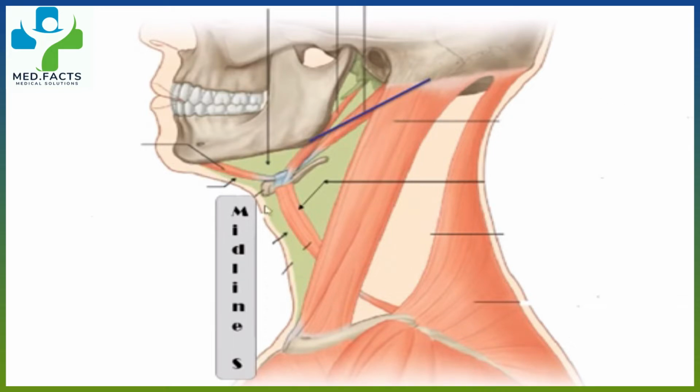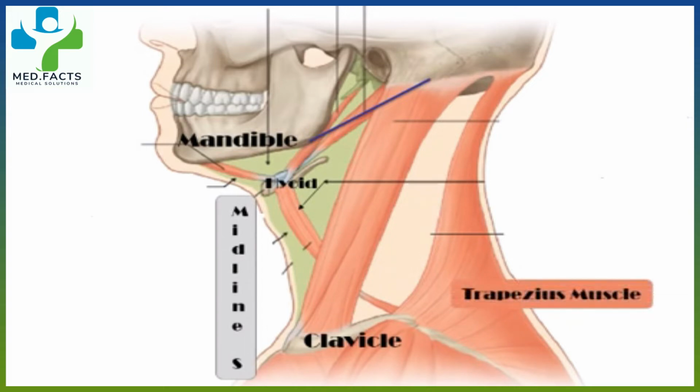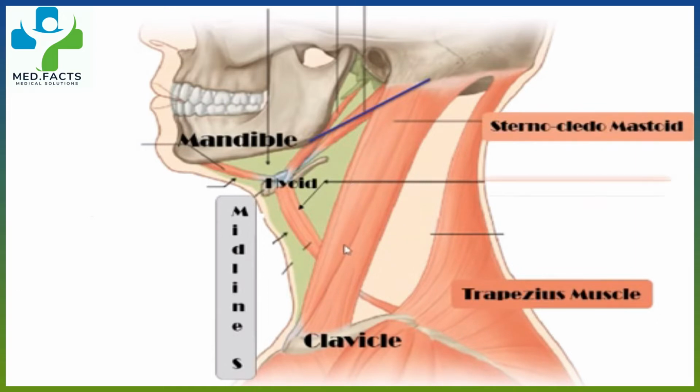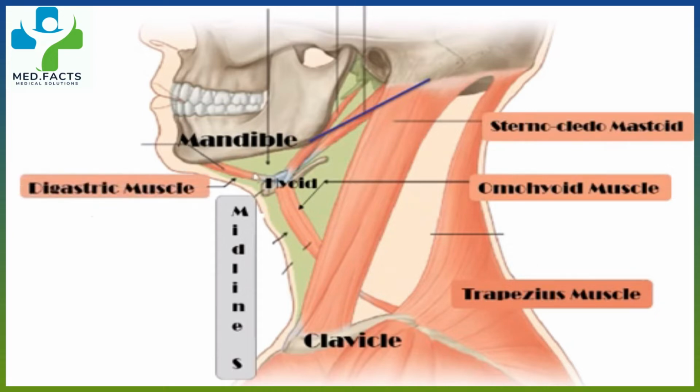One is the midline structures here, and the second is the imaginary line drawn from the angle of the mandible up to the mastoid process. You have to remember 3 bones here. One is the mandible, the second is the clavicle here, and the third is the hyoid bone. And 4 muscles. One is the trapezius, the big muscle of the back, the fan shaped muscle. The second muscle you should remember is the sternocleidomastoid muscle. And the third muscle you should remember is the omohyoid muscle here. And the fourth muscle you should remember is the digastric muscle.